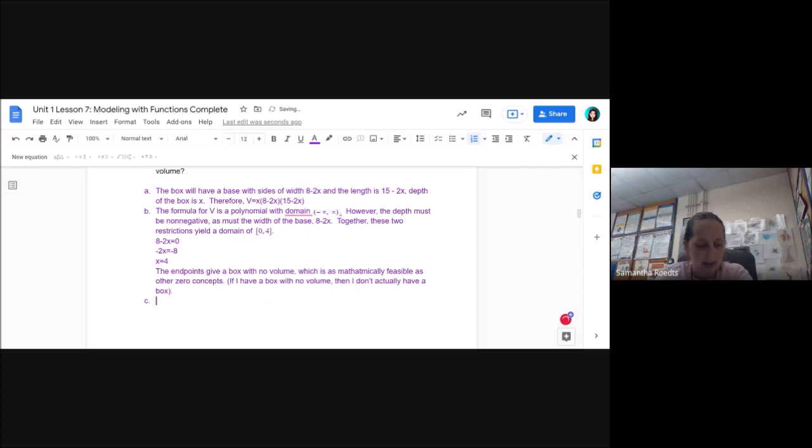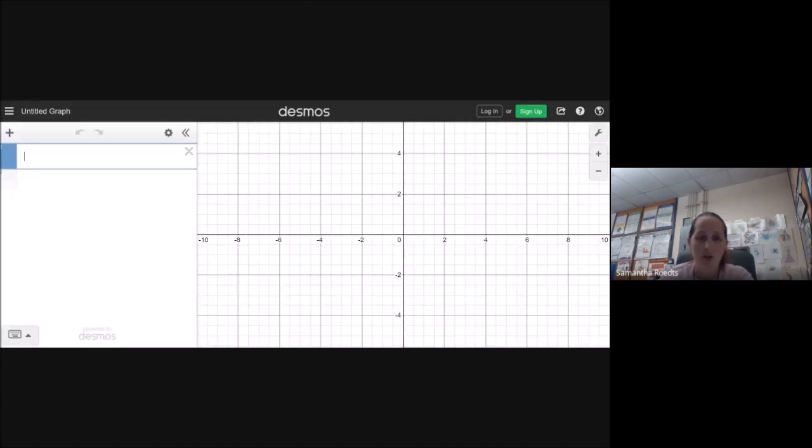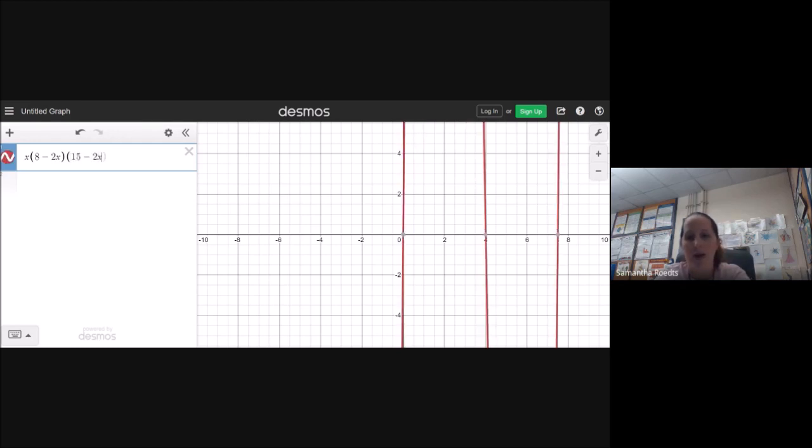Part C asks me to graph V as a function of X over the domain found in part B, and then use the maximum finder on your grapher to determine the maximum value such a box can hold. All right, so we're going to use Desmos for this. I'm just going to use the formula that I've used before: X times (8 minus 2X) times (15 minus 2X). Okay, it does it for me, which is great.